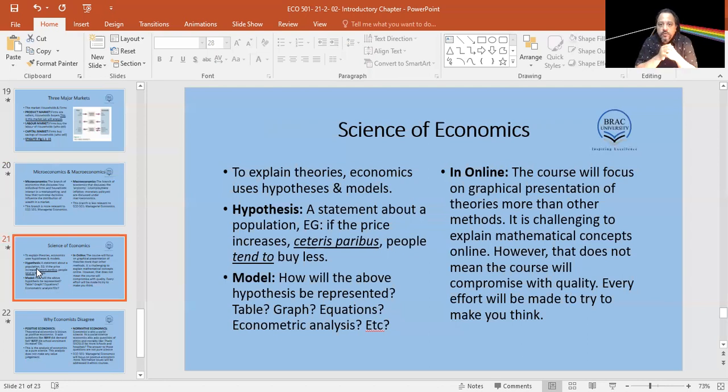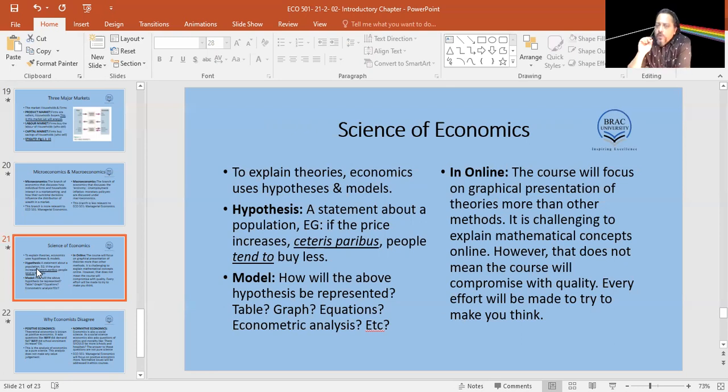What is a model? A model is an abstraction from reality. We will be discussing this in more detail during the class, and you also have to read the text. How will the above hypothesis be represented? We can represent it with a table, which we will see in the class. We can represent it with a graph, this same statement. We can also represent this statement through an equation. We can do econometric analysis of this, and so on.